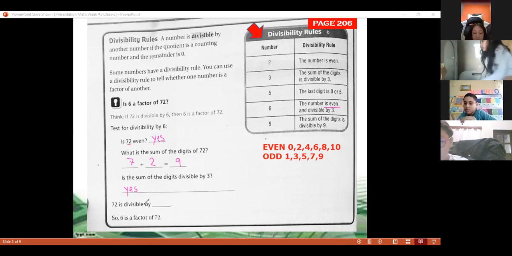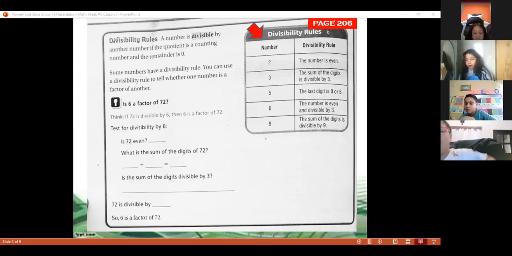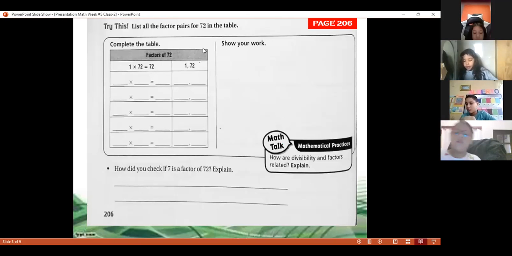So 72 is divisible by 6, we say here. So 6 is a factor of 72. In this way, we can identify that it's a factor of 72. That was from yesterday. Now, let's continue with the second part. We need to complete the table using the same exercise. Factors of 72. Okay, factors of 72, what are we going to do? What are we going to do, class?